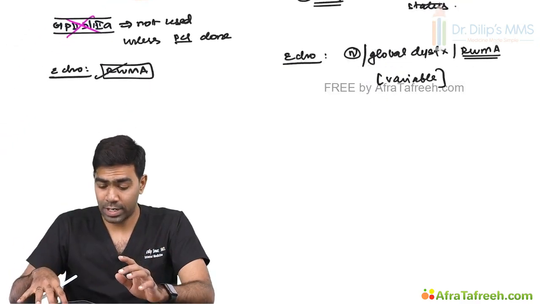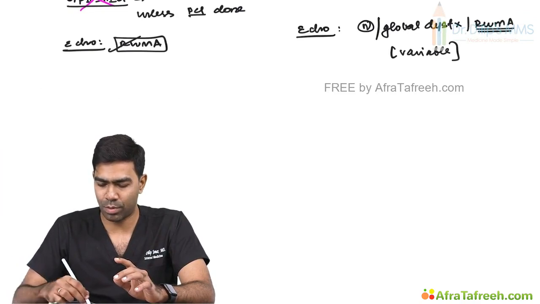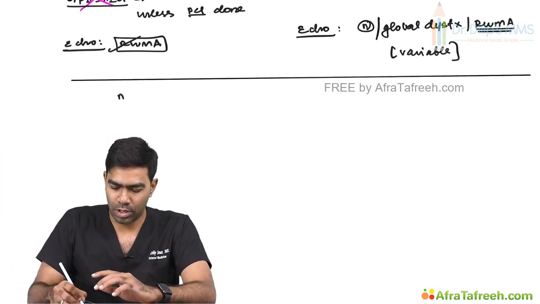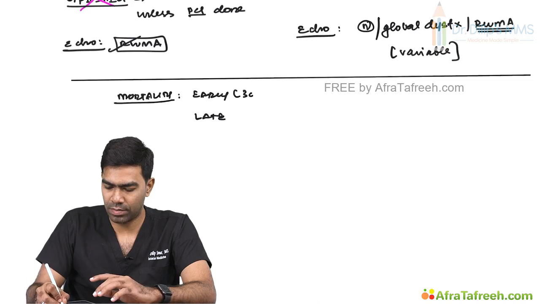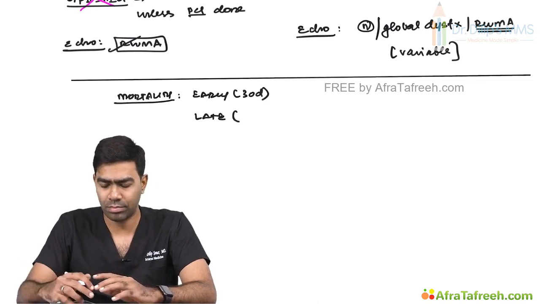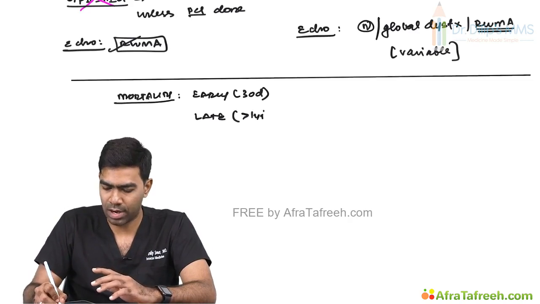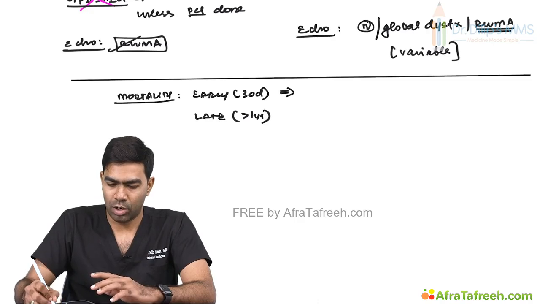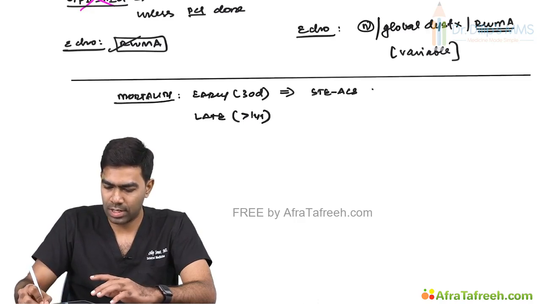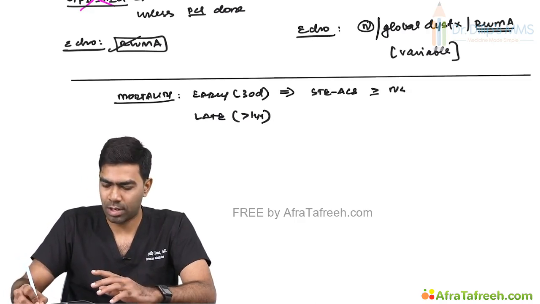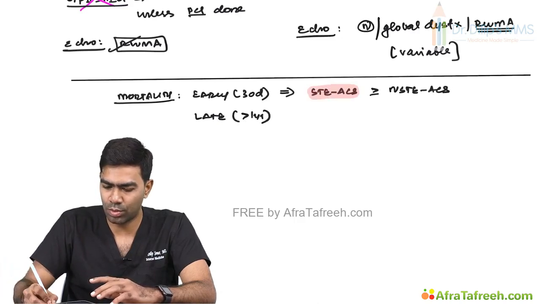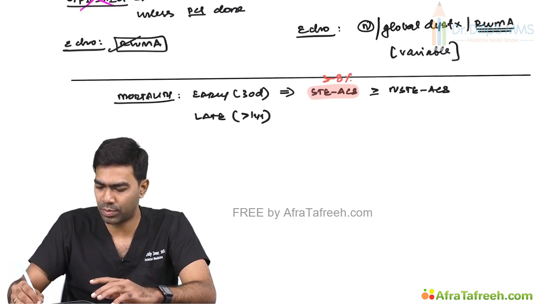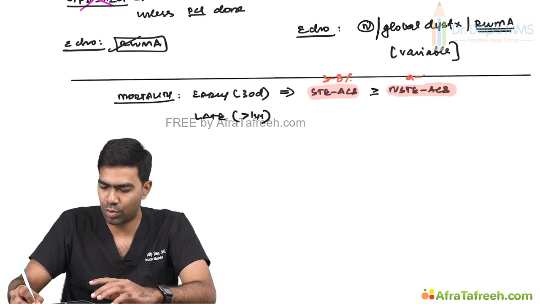And finally, is there any mortality difference between them, which is a very important point as well. So when you take the mortality, we can split into early mortality and late mortality. Early mortality, we take mortality at 30 days after the event, and late mortality means after 1 year from the event. Early mortality, usually STACS generally tends to have more early mortality compared to that of NSTACS, where if you want to know the absolute values, STACS generally tends to produce early mortality of 3 to 8%, whereas NSTACS tend to have an early mortality of 2 to 4%.